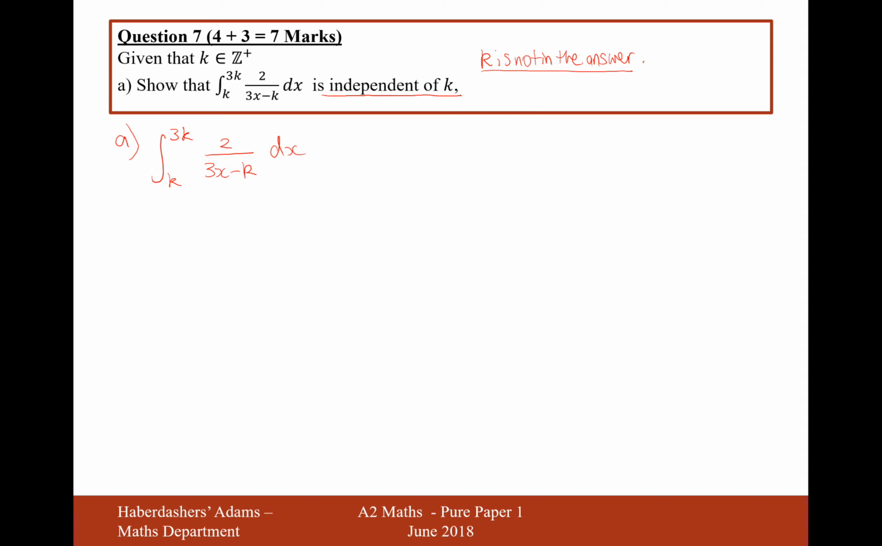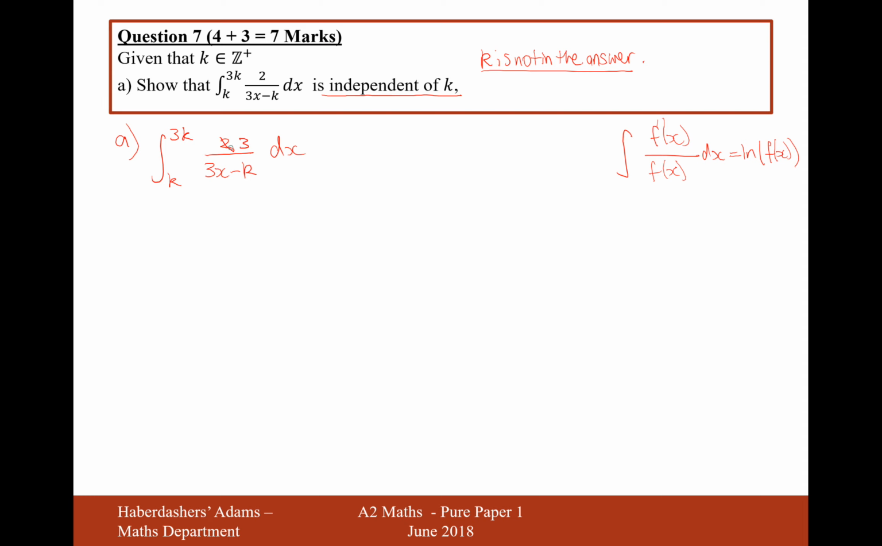Now in this case we're going to be using the Ln rule. The Ln rule is if you're integrating a function where the top is the differential or somewhere near the differential of the bottom, then you can use Ln of the denominator. Now remember k is just a number here. The differential of 3x minus k is just going to be 3. So ideally we wouldn't have a 2 on the top, we'd have a 3 on the top.